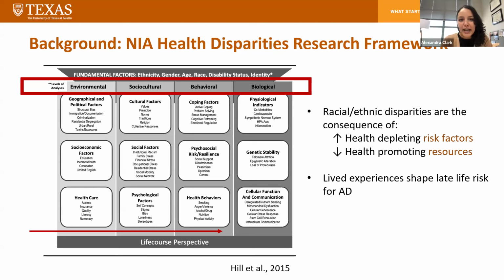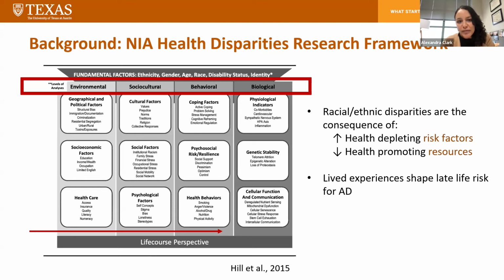And we can largely categorize these risk factors and resources into different levels of analysis that are at the top of this chart here, okay? We've got environmental risk factors and resources, sociocultural risk factors and resources, behavioral risk factors and resources, as well as biological. And these environmental, sociocultural, and behavioral risk factors are really one of the reasons why we see changes in the biology of AD.